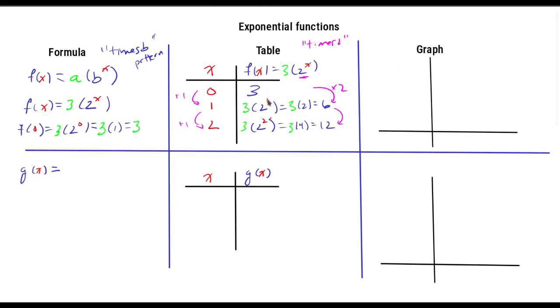So 3 to 6 is a kind of small jump, but then 6 to 12 is a much bigger jump, and it keeps doubling and doubling and doubling. And so it looks like this. It goes steeper and steeper very quickly.